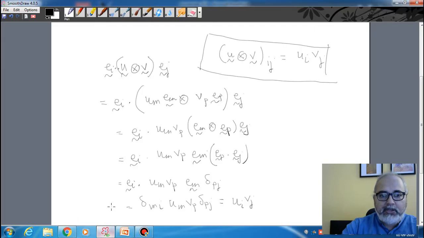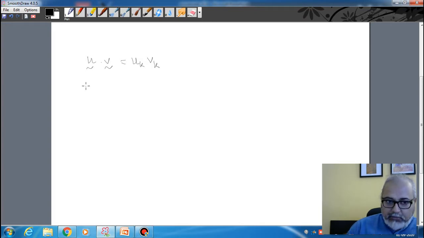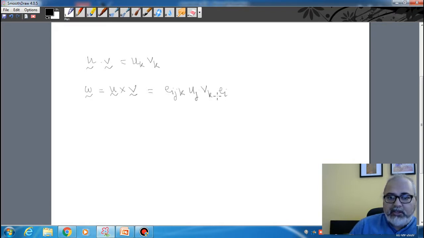So we have learned about several kinds of products. One, we have learned about the dot product between two vectors, which is a scalar, and it's given by UKVK in the index notation. We have learned about W equal to U cross V, where W will be written as EIJK UJVK, EI. This is the cross product between two vectors.